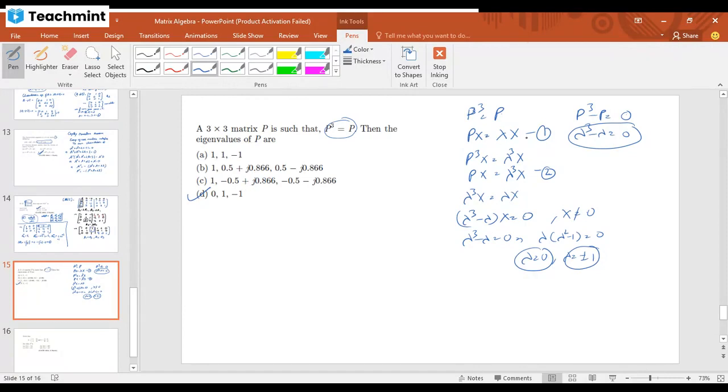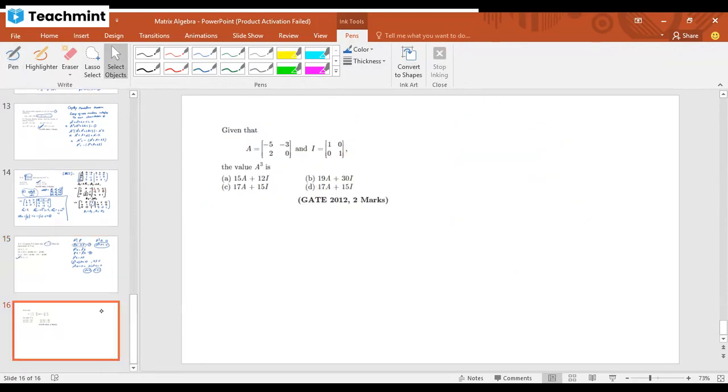Or otherwise you can use the eigenequation. Whenever you have a problem based on eigenvalue and eigenvector, most of the problems we can solve with the help of this eigenequation only. Okay, move to the next question.